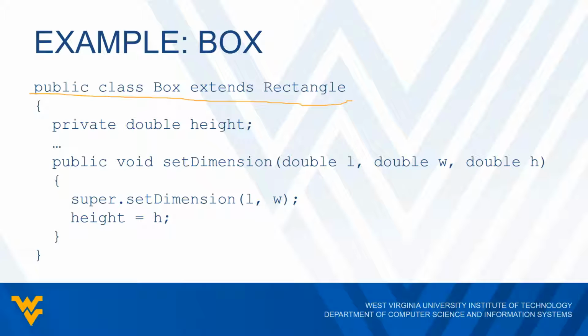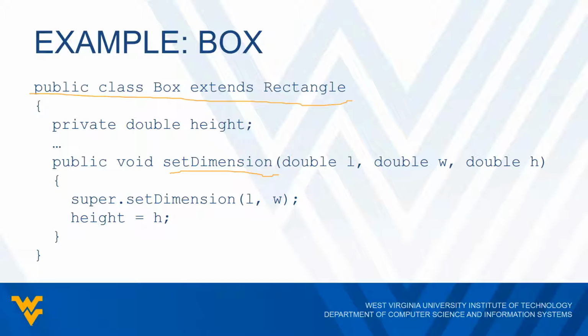And inside here, we have an overridden method. We have setDimension right here. So we're creating our own version of it. And here we have some additional parameters. So we have something to handle the length, the width, and then the height. And remember, we can't directly access length and width from the rectangle class because they're private.